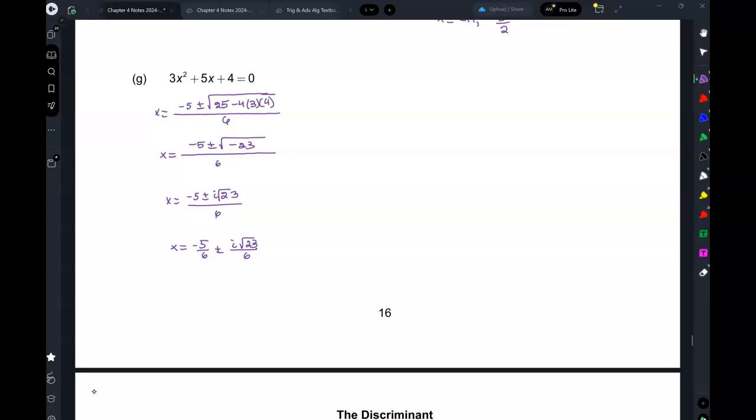Because, well, no, you get to separate them. Yeah, you get to separate them, because it's not your traditional way the numbers look.